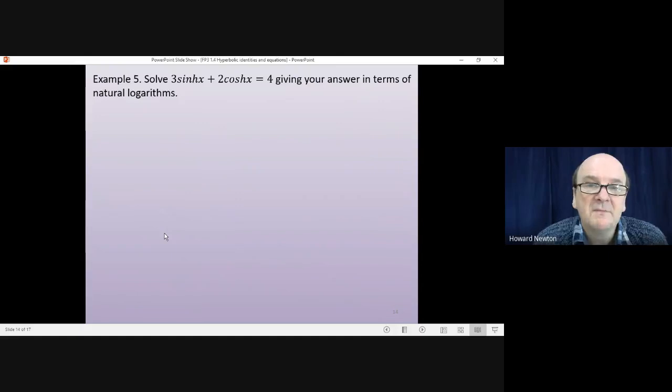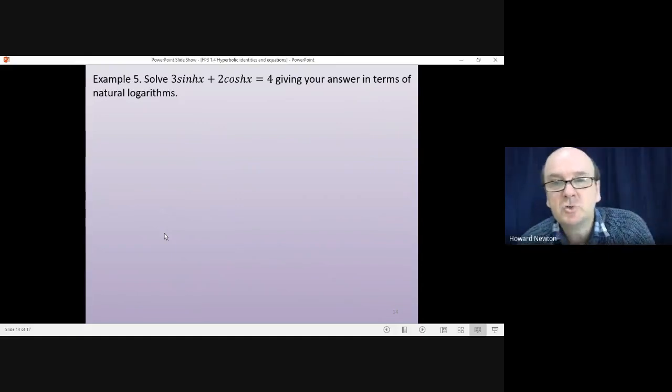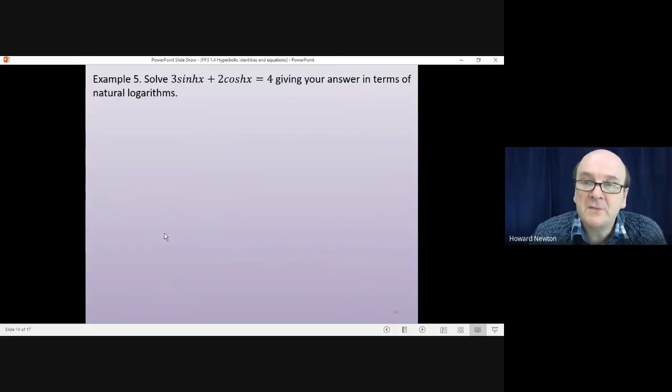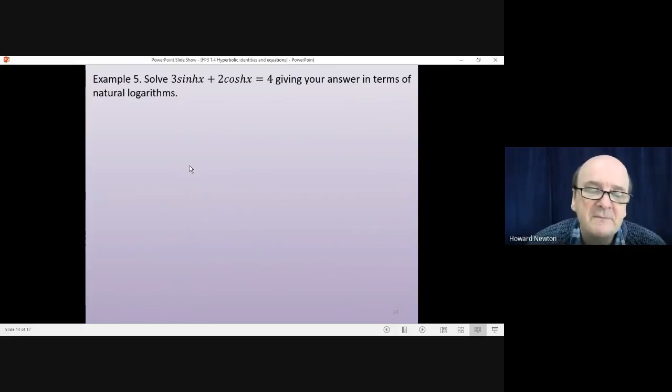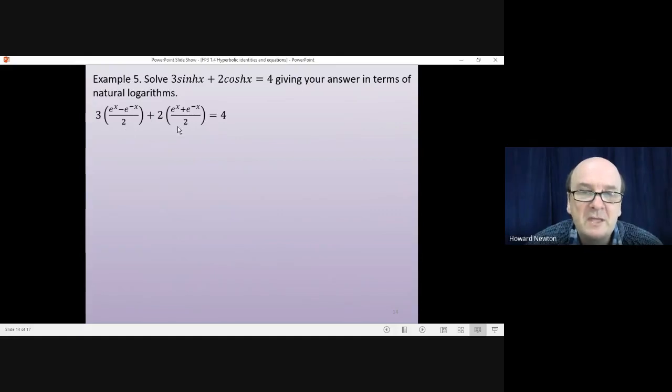Okay, example 5. Solve 3 sinh x plus 2 cosh x equals 4, giving your answer in terms of natural logarithms. Now, I'll give you the first line for this, just so that you get started in the right direction. The easiest way to do this question is to rewrite sinh and cosh in terms of their exponential definitions, then to create a quadratic equation in e to the x, and to solve that. Okay, I'll let you have a go at working your way through it from here. So pause the video, have a go, and come back to me when you're ready.